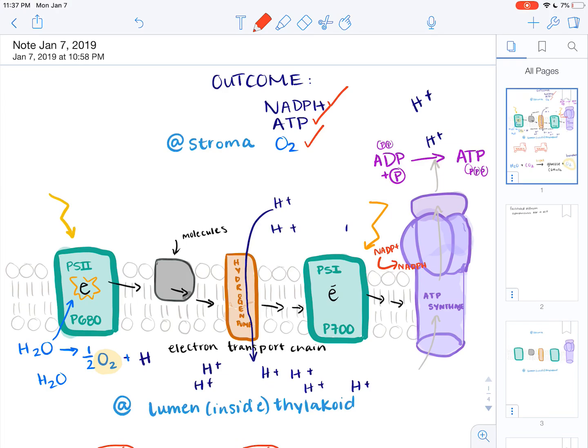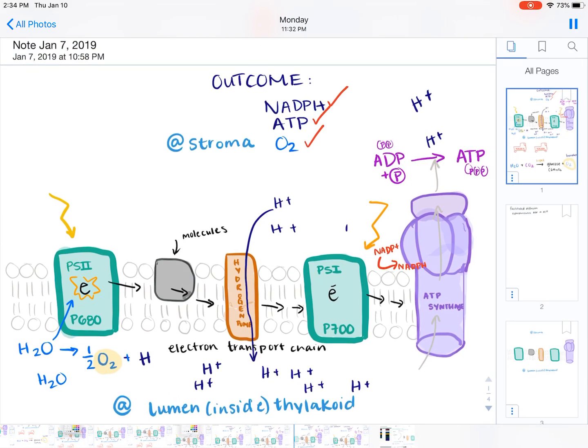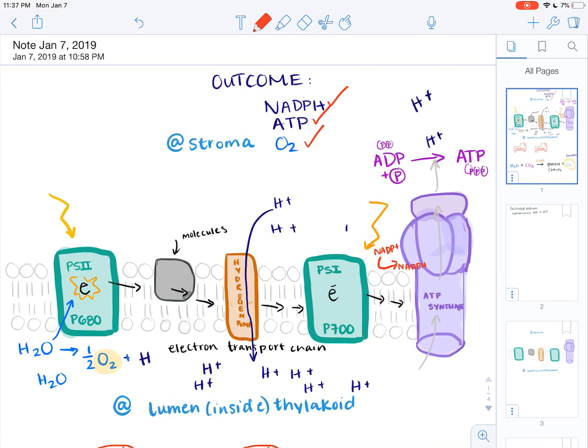So yeah, hopefully that gives you a rundown on what happens in the light-dependent reaction phase. I know it's a little bit confusing and it's pretty complex, but once you break it down, it's not too bad. What I really recommend after watching this video is for you to stop, take a piece of paper, and try your best to recreate it.